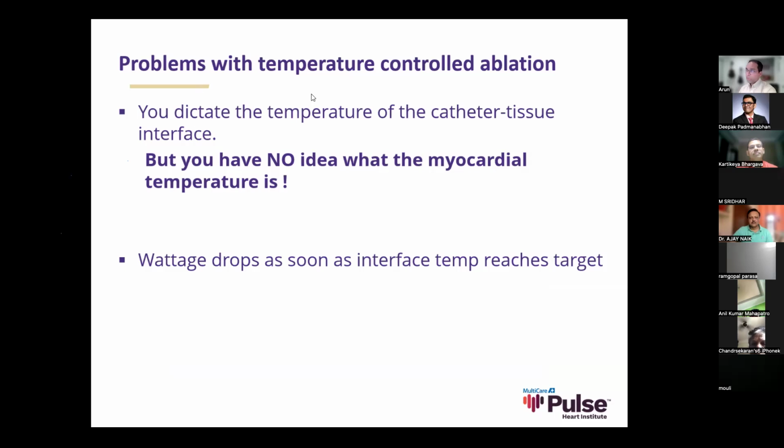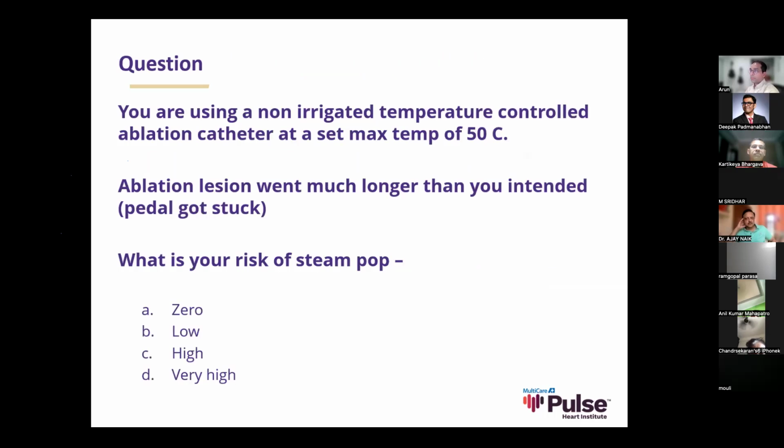The problem with temperature control ablation is that you dictate the temperature of the catheter-tissue interface, but you have no idea what the myocardial temperature is. So the wattage drops as soon as the interface temperature reaches target. We have to assume that it is unsafe, so we reduce the wattage and try to deliver it a little bit deeper.